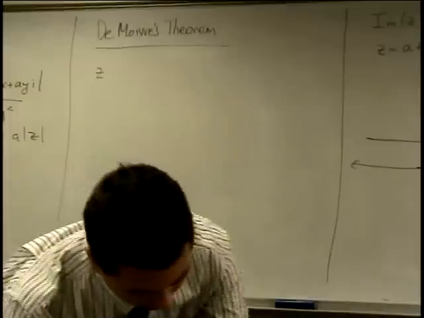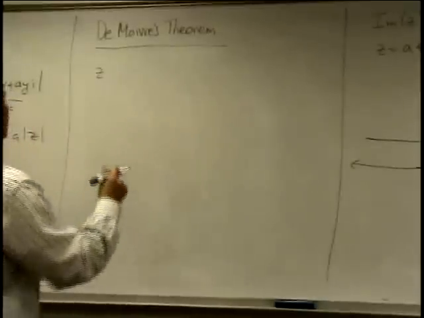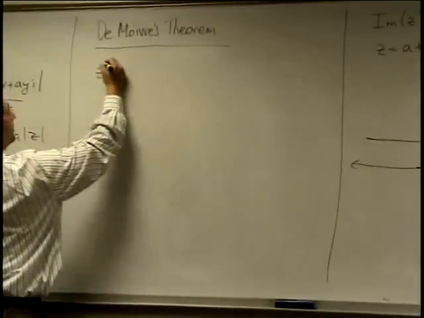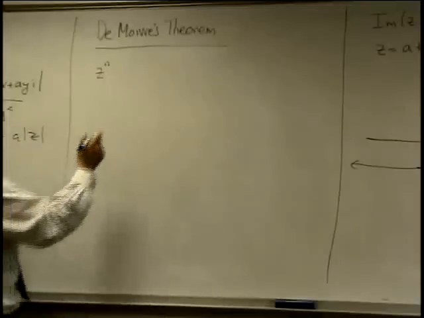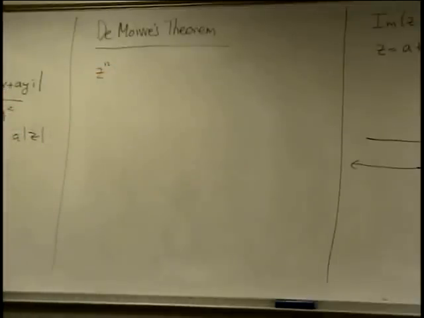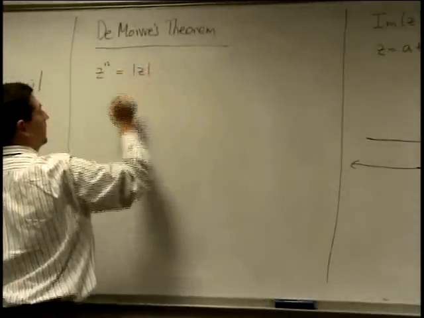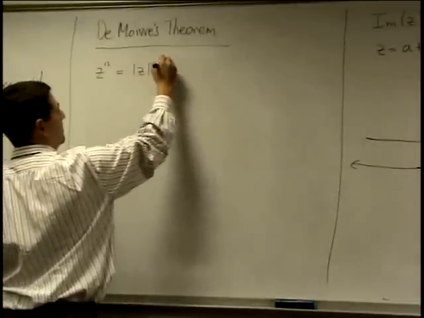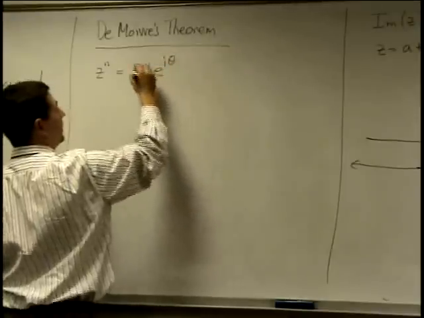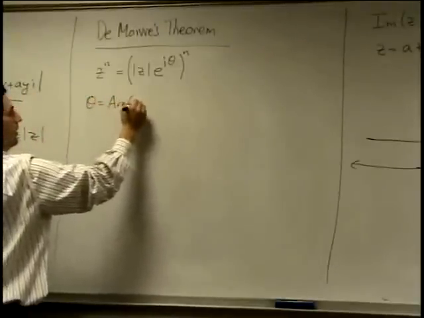Well, so I want to know if I should state this. I think I just state this for natural numbers. So let's say I want to take a complex number z and raise it to the nth power. And for now, n is just a natural number. Well, I know that I can write z as its magnitude times e to the i theta, where here theta is the argument of z.